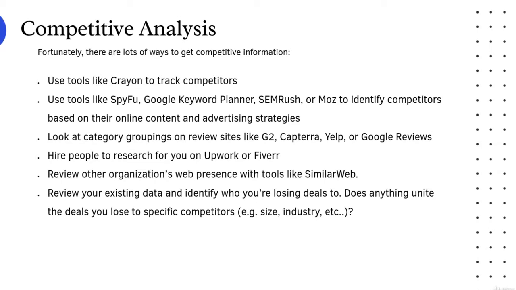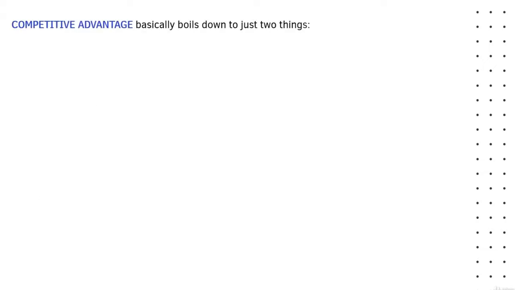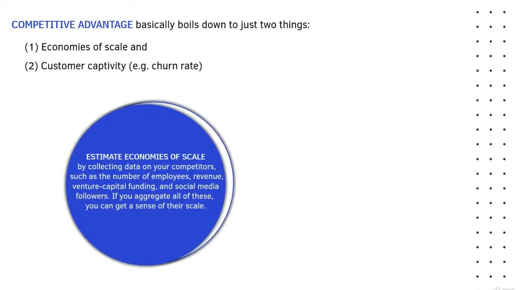Well, first, look at the competitive advantage each competitor has. Competitive advantage basically boils down to just two things. Number one, economies of scale. And number two, customer captivity, like the churn rate. Estimate economies of scale by collecting data on your competitors, such as the number of employees, revenue, venture capital funding, and social media followers. If you aggregate all of these, you can get a sense of their scale.